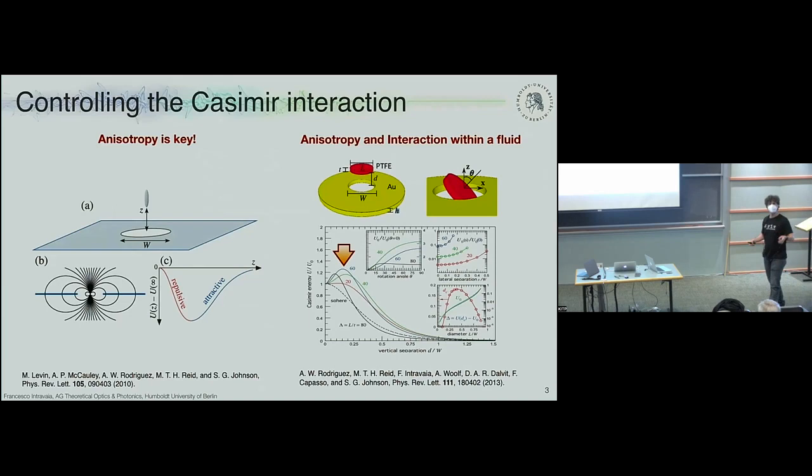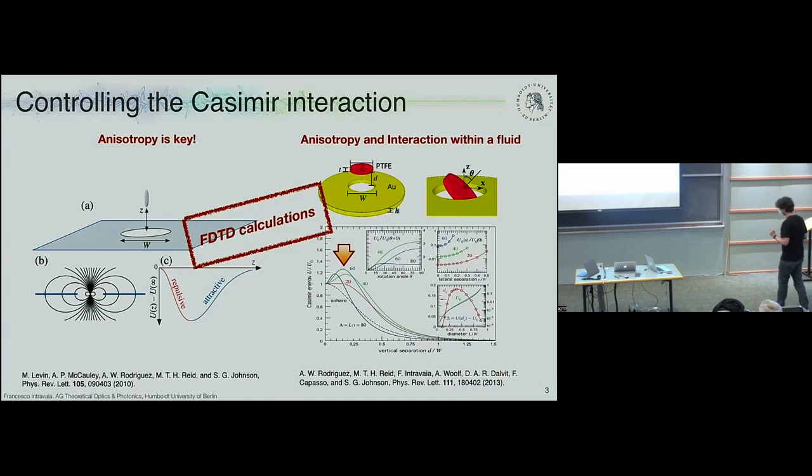So the purpose of those two examples is not only to explain the physics, but also to tell you that most of this calculation has been done exactly numerically. They were based on a code which was developed by Steven and Alejandro, and it was essentially an implementation of FDTD. This has been great work, and since then they have developed other codes, but this was done with FDTD.